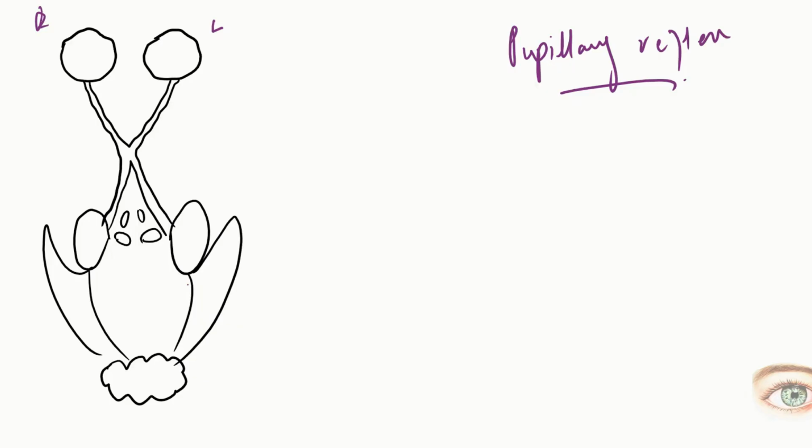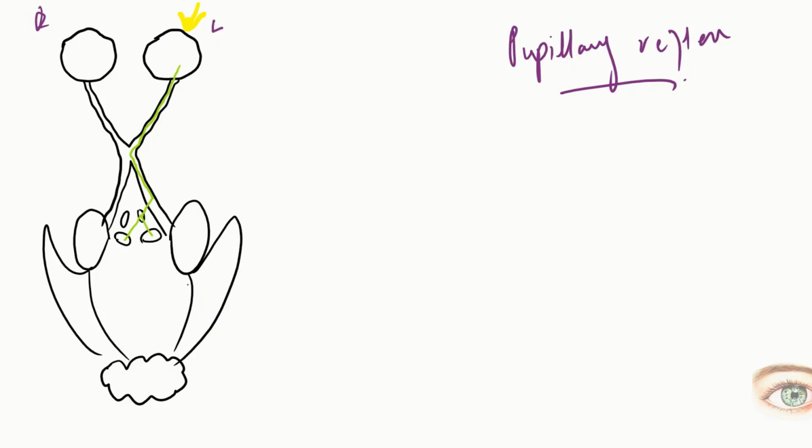So if you throw light in the left eye, the retina will get stimulated, and this afferent pathway will travel from the optic nerve to the optic chiasm and to the optic tract, and from the optic tract it is going to go to the same side pretectal nucleus, and this pretectal nucleus will stimulate the Edinger-Westphal nucleus of both sides, right?